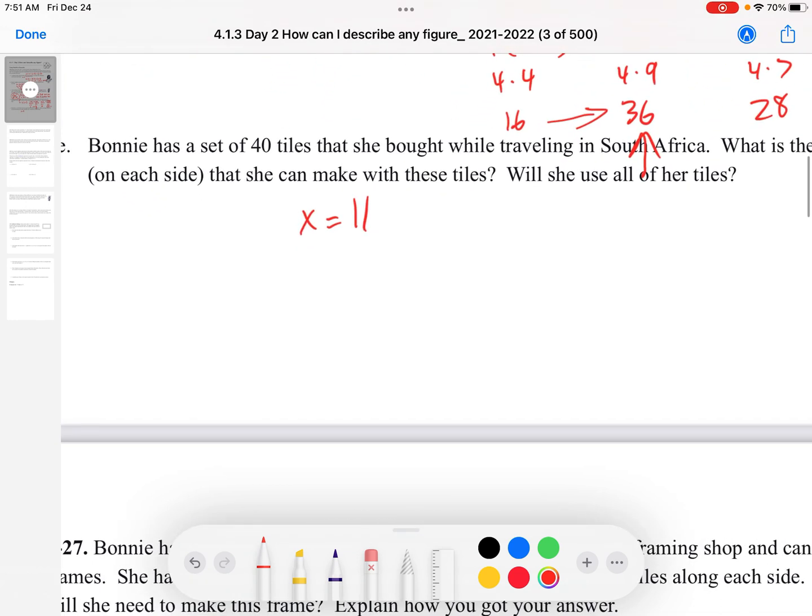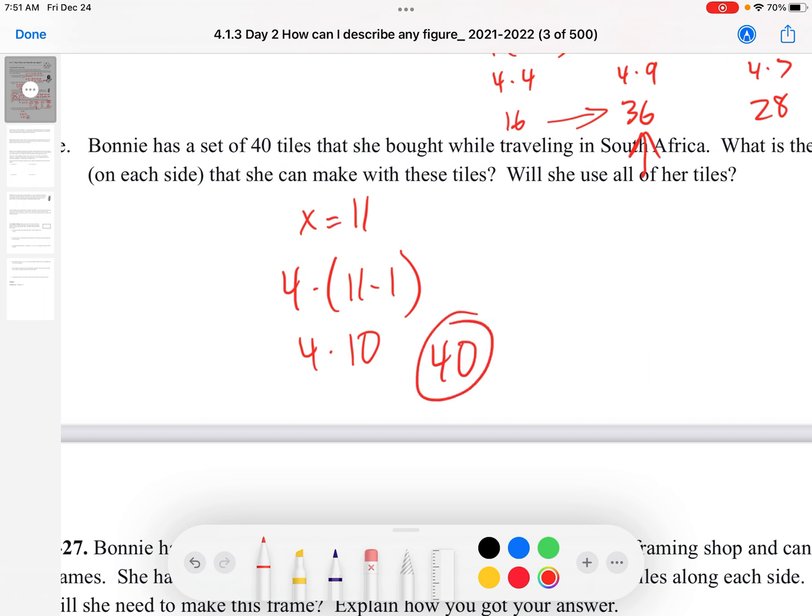All right, so we use our previous knowledge there. We have 4 times (11 minus 1). 4 times 10 is 40. Hey, that works. Will she use all of her tiles? Yes, she will. We can use them if we have a side length of 11.